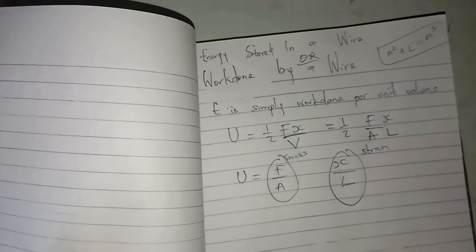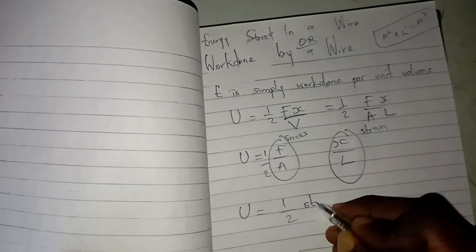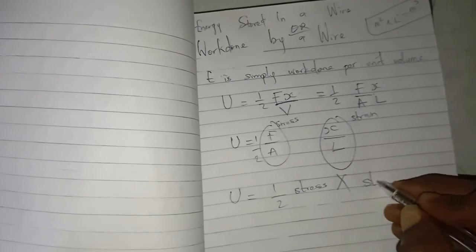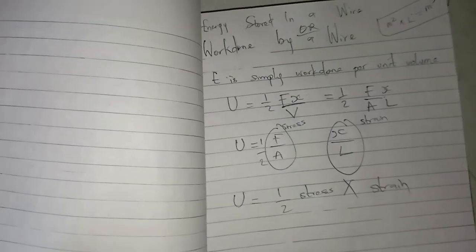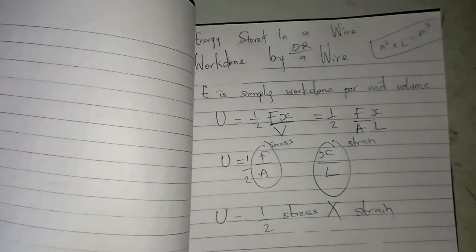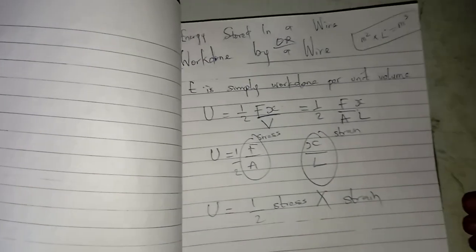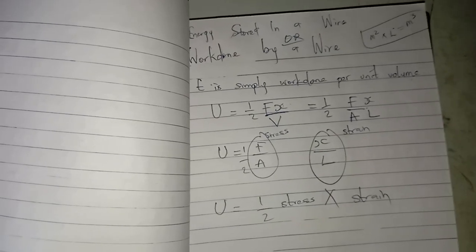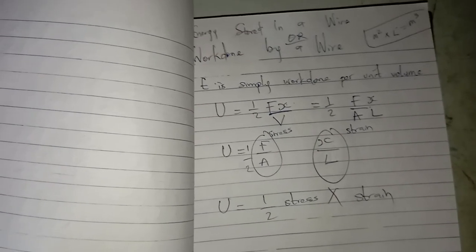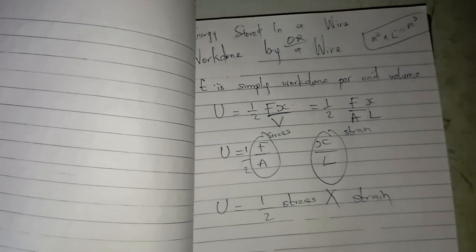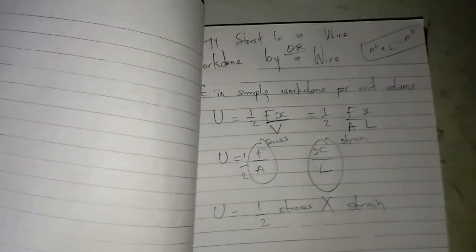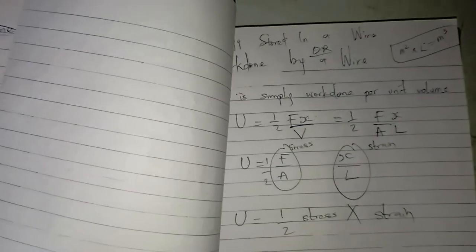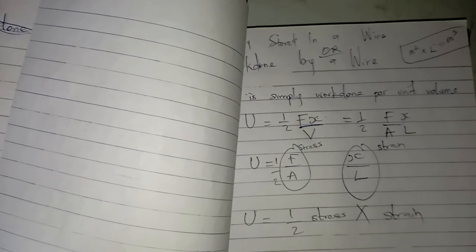Extension over length is simply strain. Then you bring your half, that is here. So U is equal to half stress times strain. Whenever you are asked anything that has to do with a wire, and you are finding the energy stored, the formula you are going to be using is simply half stress times strain, because in a wire you are considering it to be half work done per unit volume.